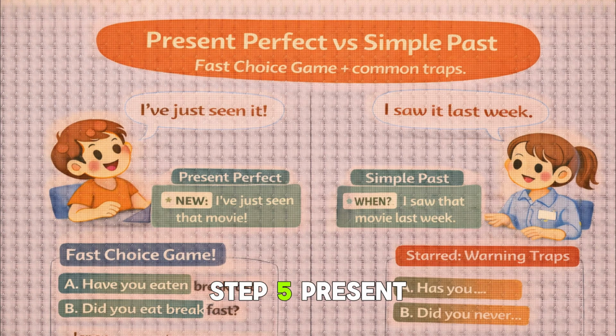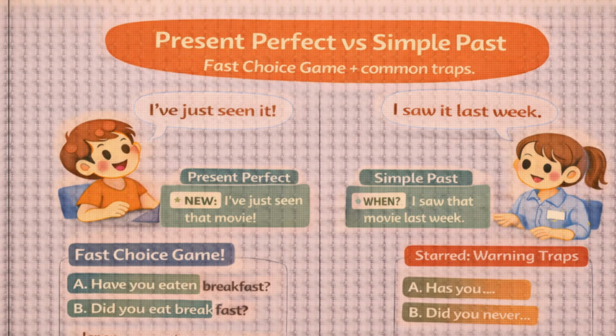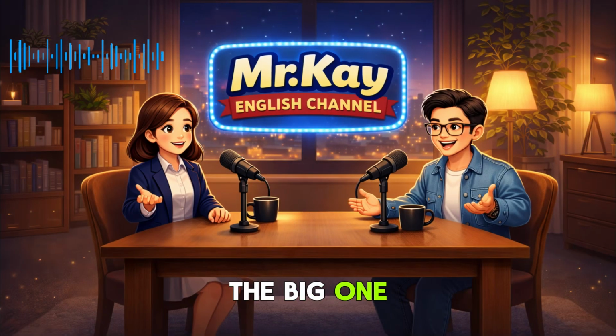Step 5. Present perfect versus simple past. Fast choice game plus common traps. Step 5 is the big one. This step will make you speak naturally.